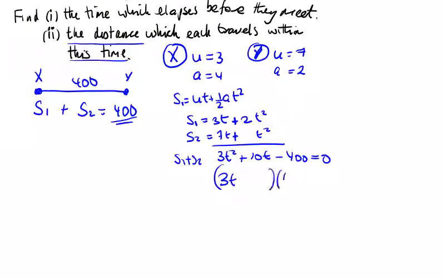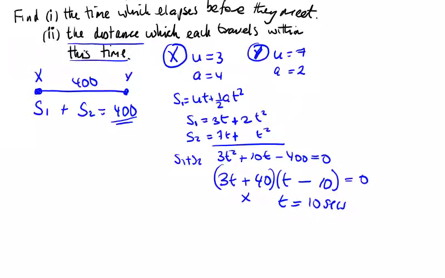So 3T times T, it has to be 400, could be 40 by 10. That works for us here. You can see that 40 by 10. Take the most obvious one to check first. And we're going to have 40 minus 10. So this doesn't work. So the time taken before they meet is equal to 10 seconds.